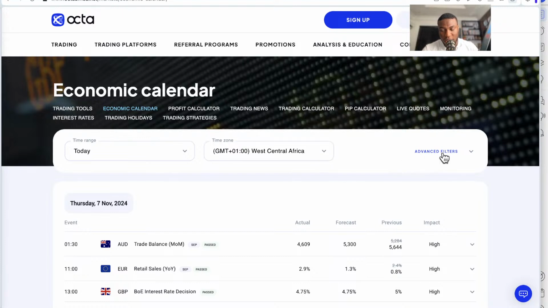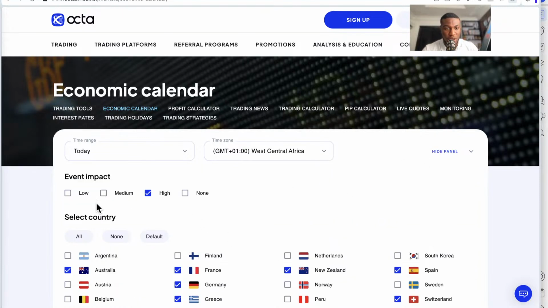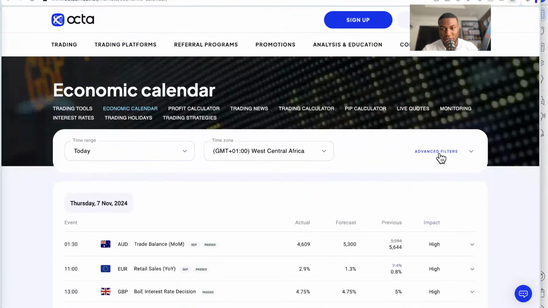And that's one. Then the second thing you want to do is to include medium and low impact if you're a beginner trader. I like to stick to high impact events because I go for economic events that would bring about high volatility to the Forex market.